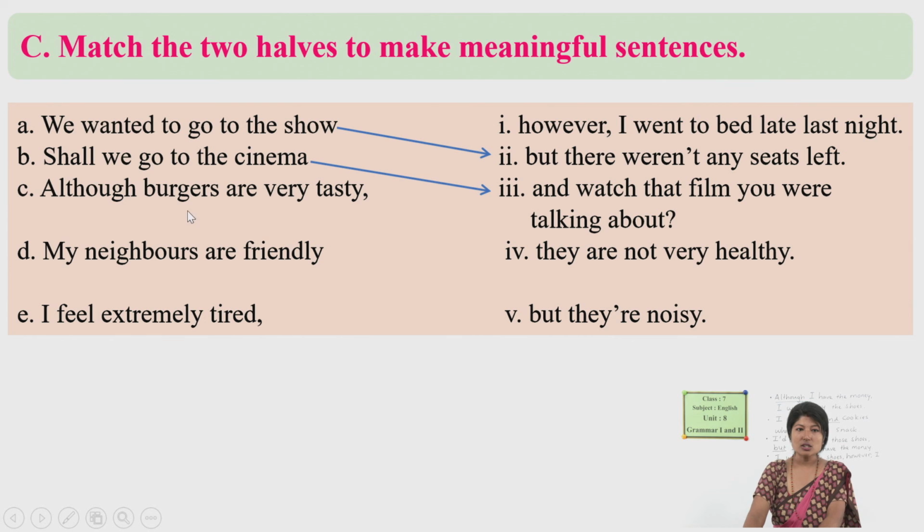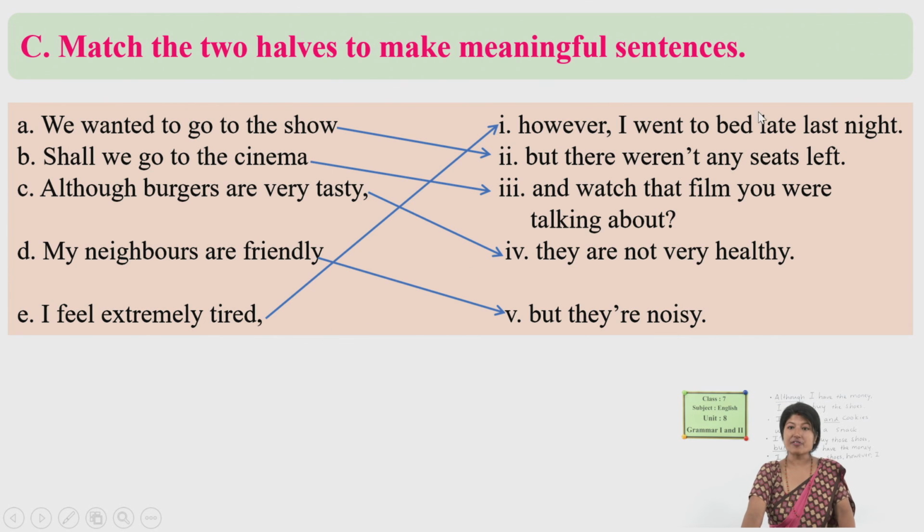Number C. Although burgers are very tasty, they are not very healthy. See the contrasting idea. Tasty but not healthy. Number D. My neighbors are friendly, but they are noisy. Number E. I feel extremely tired. However, I went to bed late last night. So in this way we can match.